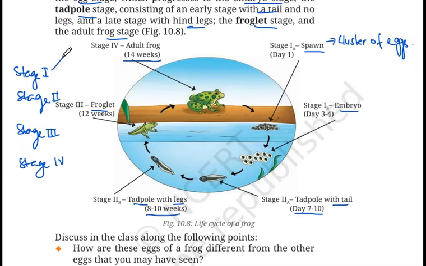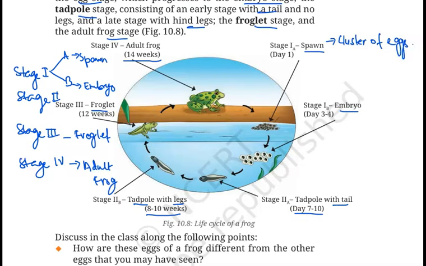The first stage is divided into halves, stage 1A and 1B. In 1A you have spawn, and in 1B you have an embryo. Same way, stage 2 is also divided into 2A and 2B, where 2A is tadpole with tail and 2B is tadpole with legs. Then we have the third stage in which we have a froglet. And in the fourth stage, we get an adult frog. So this is the life cycle of a frog.